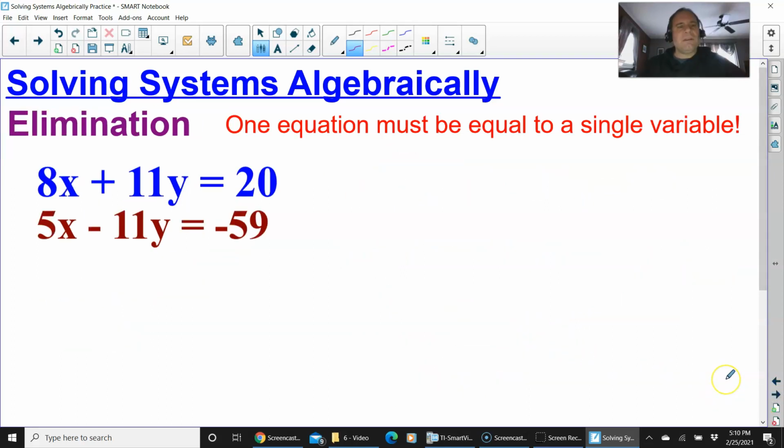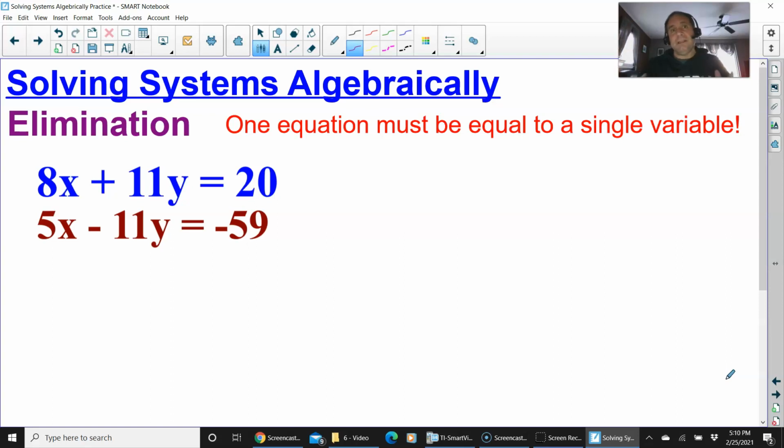All right, so let's go to elimination. Elimination works a little bit easier. I think it's easier than substitution. Is that you look to eliminate one of the variables. All right, so that means they have to have opposite coefficients. The number that is in front of the variable has to be the opposite of the one directly below it.